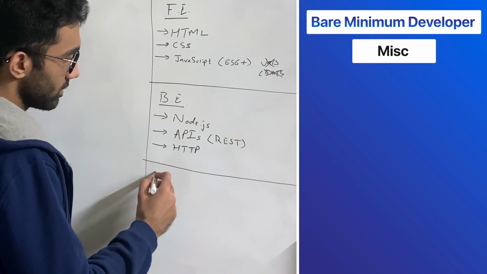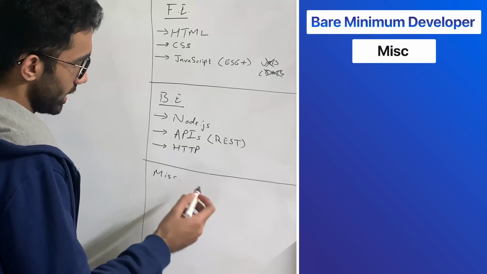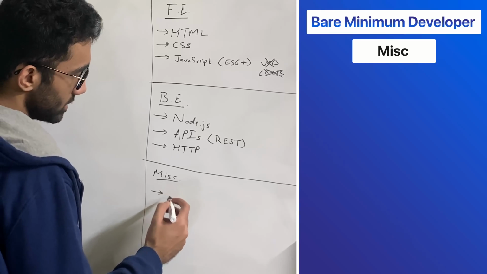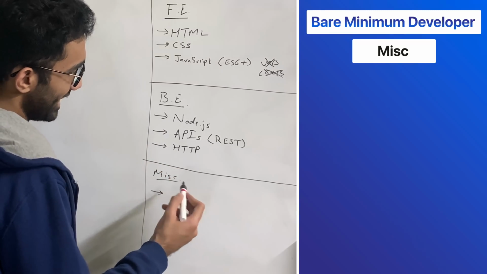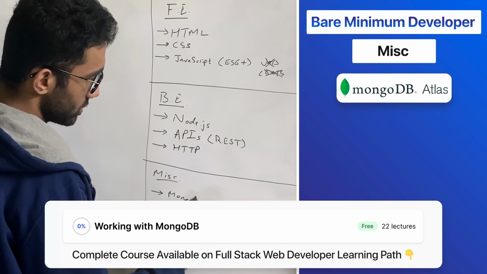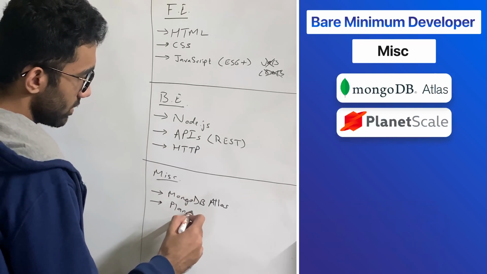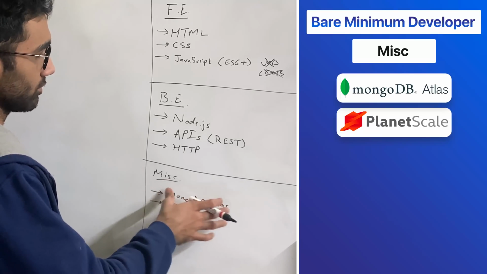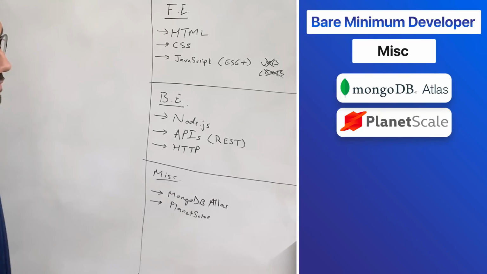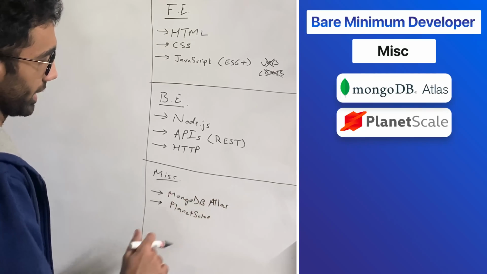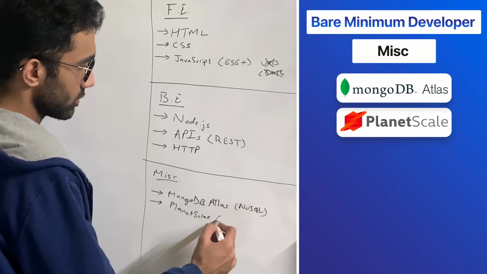Then finally, the MISC section, which would also include database and everything. This would involve learning about a database, whether that's using MongoDB Atlas for NoSQL or something like PlanetScale, which can allow you to build SQL applications. And again, both of them are managed database services. So it's not like you have to start a server. You just have to go ahead, create an account, and get a free server where your database is hosted. This is NoSQL, this one is SQL.